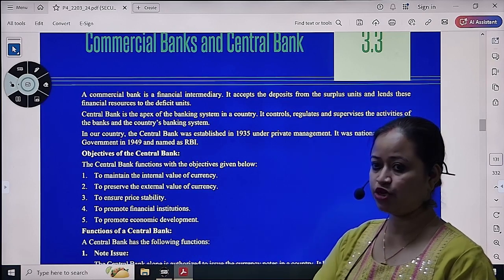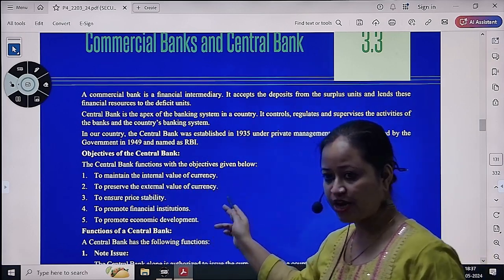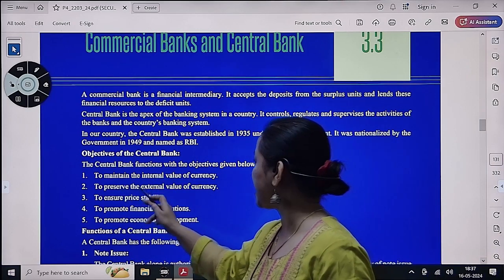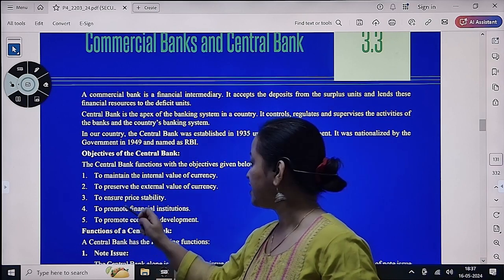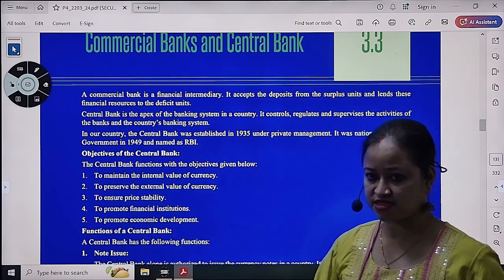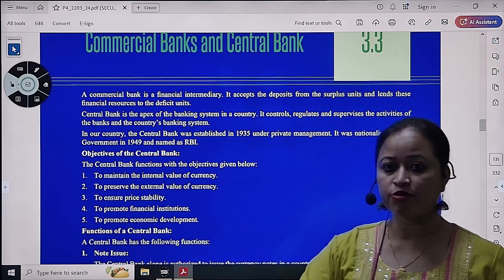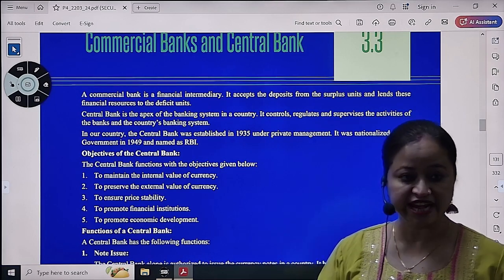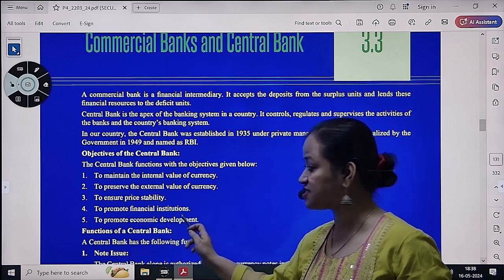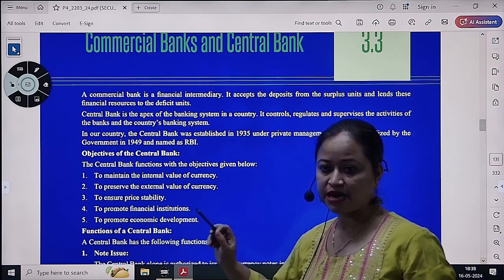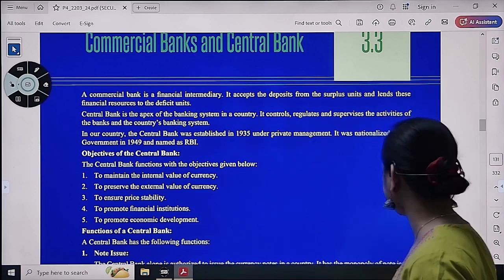Now, what are the objectives of central bank? Why was the central bank made? Why was it established? What are the objectives behind it? To maintain the internal value of the currency, then to preserve the external value of currency, then to ensure price stability, then to promote financial institutions, okay, as the financial institution, all the banks, be it your public or private, all banks are regulated, supervised and controlled by the central bank. So it promotes financial institutions and it also promotes economic development of the country. Fine? Okay.